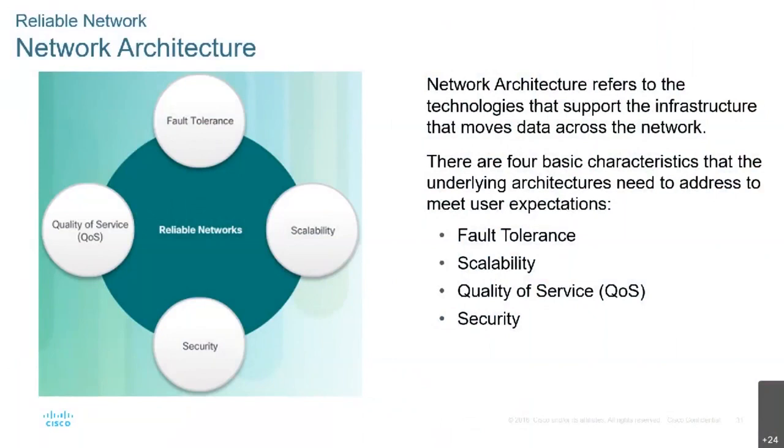In order to have a reliable system, you should have a network which takes care of these four components. Your network should be fault tolerant. Like I said, if one switch fails, another should take over. What is the most important device in your network? Your router. If it fails, you should have a backup router taking its place.